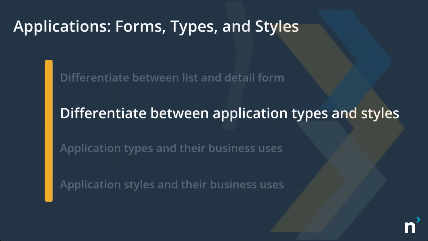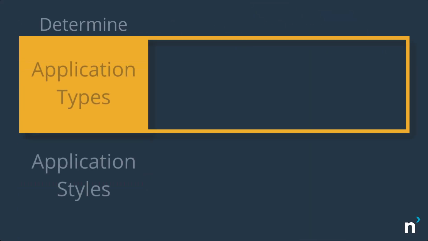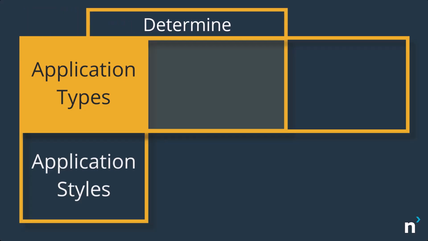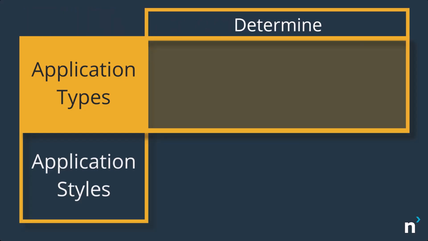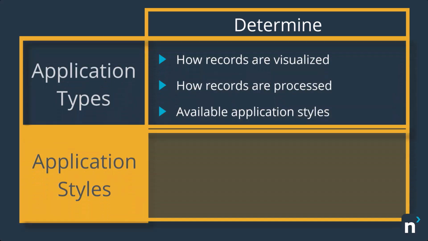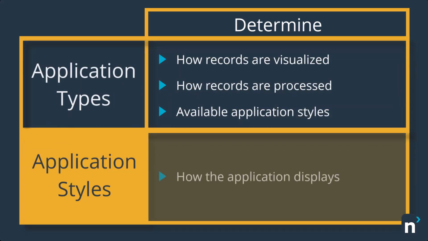Now that you understand list form and detail form, it is important to learn about application types and styles and the effect they have on the applications you create. The application type determines how the records are visualized and processed and determines what application styles are available, while application styles are used to change how the application is displayed when launched.